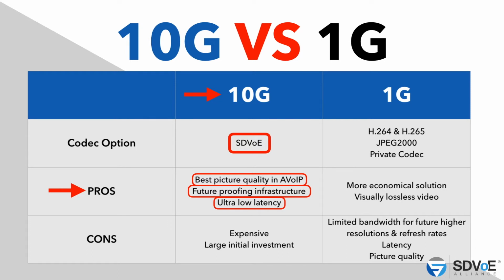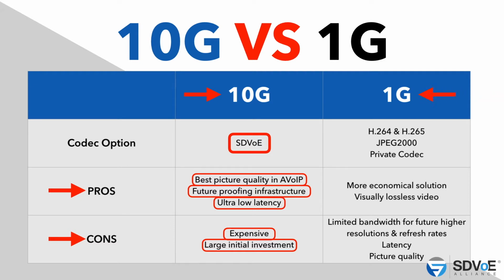And some cons would be, compared to the 1G solution, it is still more expensive. Even though the 10G infrastructure, 10G network switch, and even 10G SDVoE solution price is dropping down, compared to the 1G it is a tad more expensive. And because it's more expensive, it requires a large initial investment in the beginning. That's the 10G side of it.